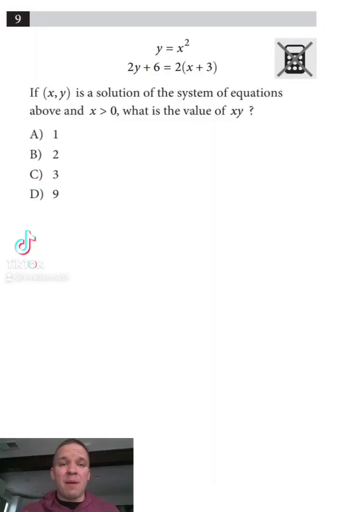It's time for some SAT prep, non-calc. We've got: if (x, y) is a solution of the system of equations above, and x is greater than 0, meaning it's a positive number, what is the value of x times y?